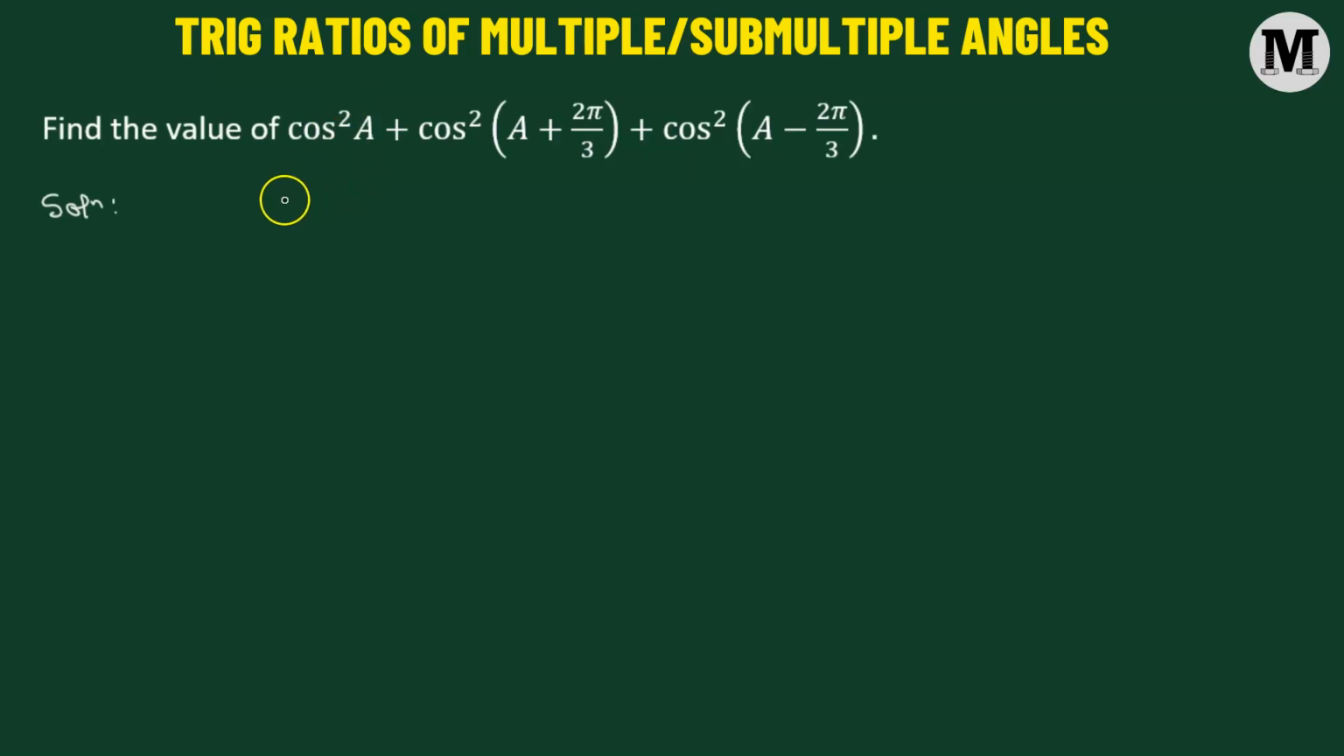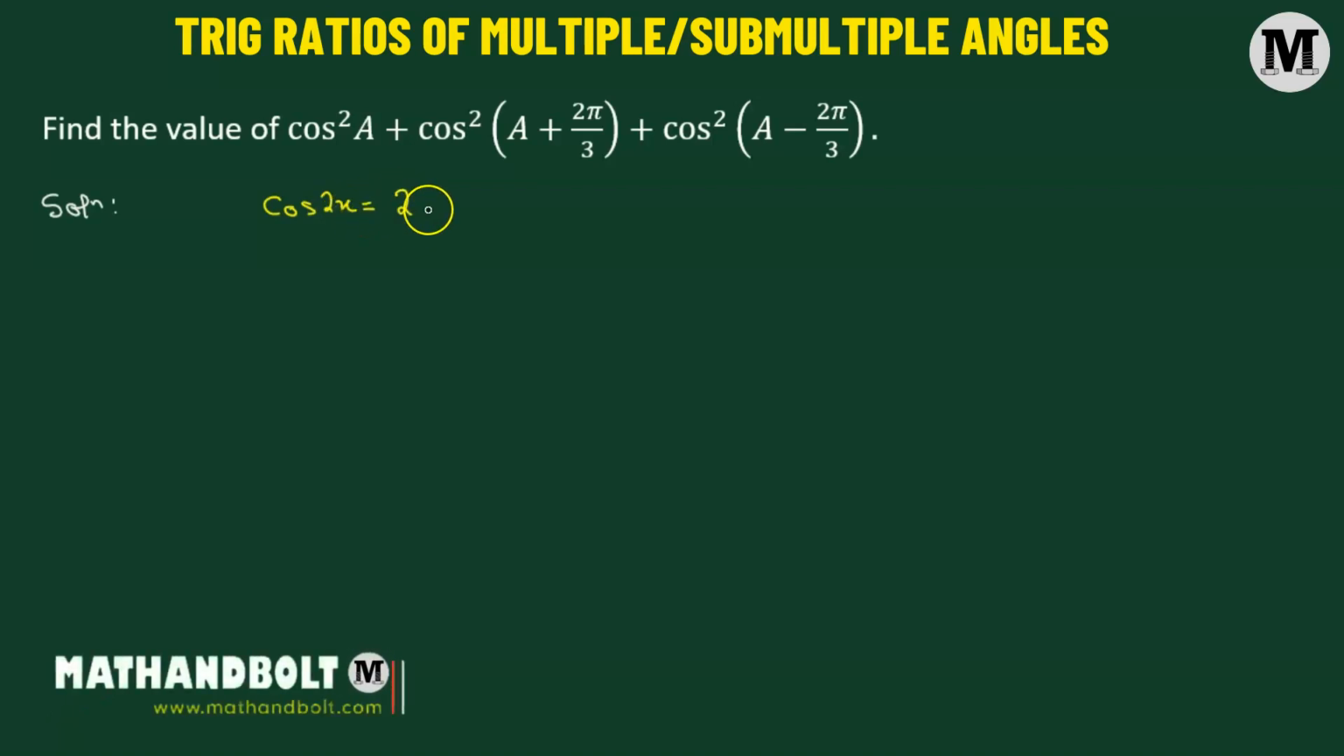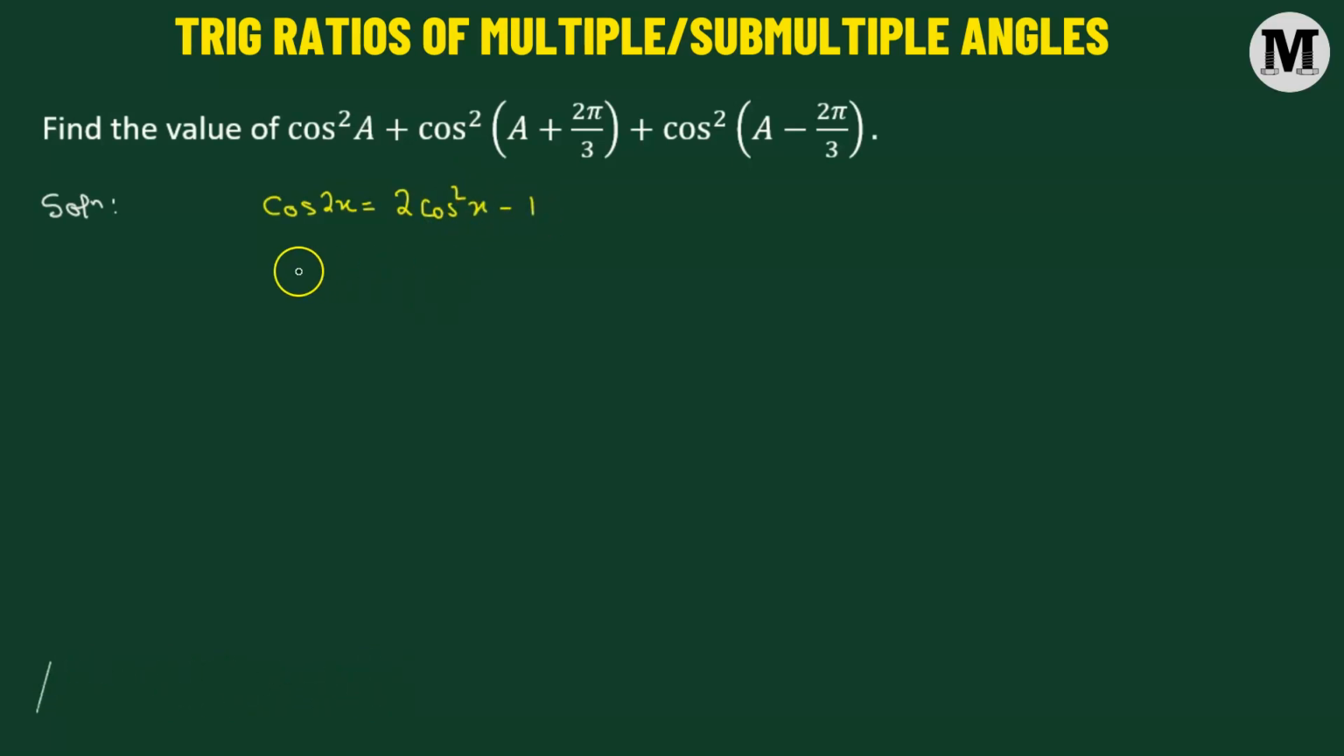So let's say if we have cosine of the angle 2x. Now this can be expressed as 2 times cosine squared x minus 1. Which means if we want to isolate cosine squared x, cosine squared x can be expressed as (1 plus cosine of the angle 2x) divided by 2.